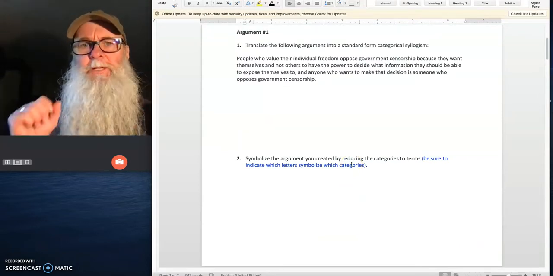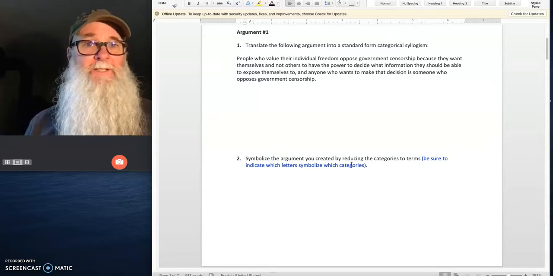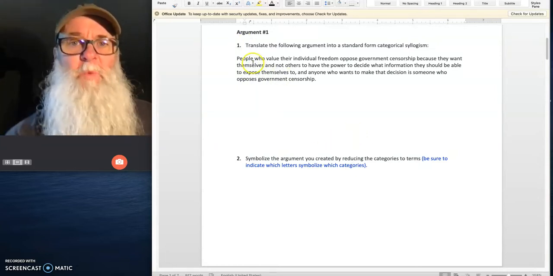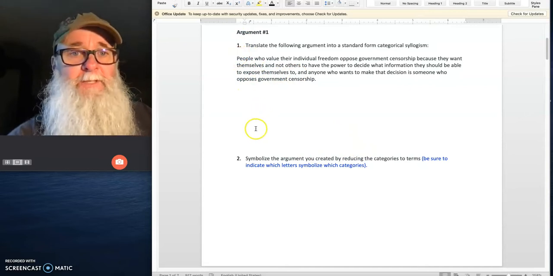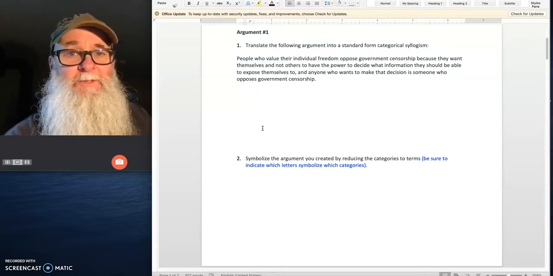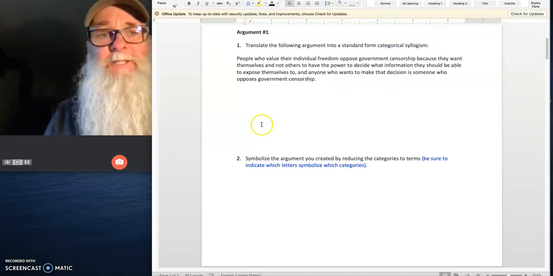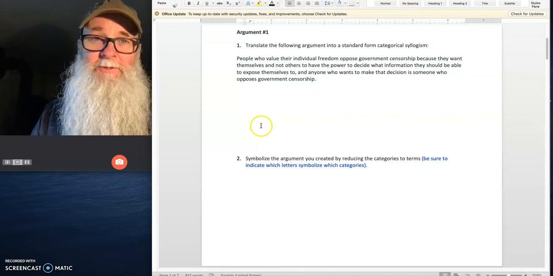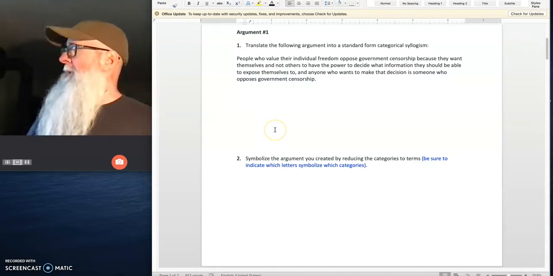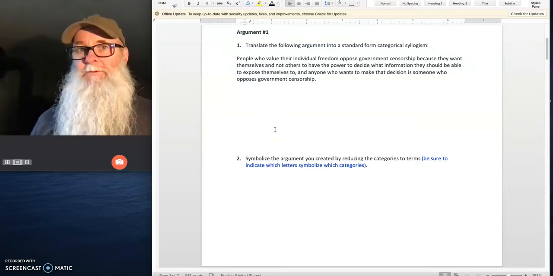So the first problem is asking you to translate an argument into standard form. Argument number 1 says this: people who value their individual freedom oppose government censorship because they want themselves and not others to have the power to decide what information they should be able to expose themselves to. And anyone who wants to make that decision is someone who opposes government censorship. Okay, so what this problem is asking you to do is get this argument into standard form.